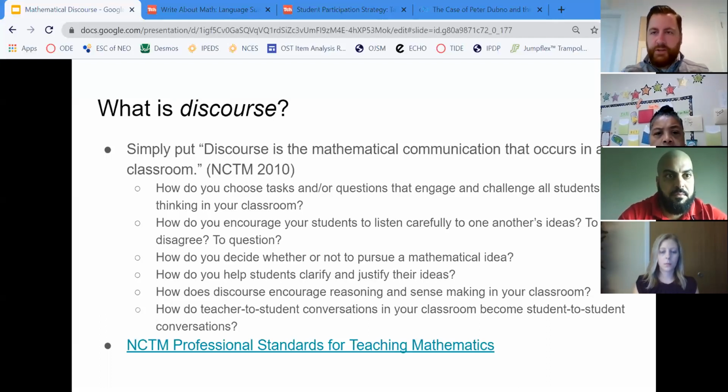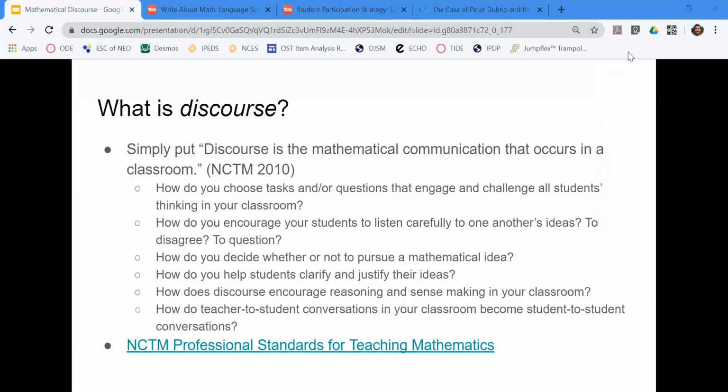Along with that key phrase, we're also thinking about things like, how do we choose tasks that engage students and challenge all students' thinking in the classroom? How do you encourage students to listen carefully to one another's ideas, to disagree, to question? And oftentimes, the dialogue, the listening is probably just as important, if not more important, than the person sharing the idea. So we'll talk about active listening. How do you decide whether or not to pursue a mathematical idea? How do you help students to clarify or justify their ideas?